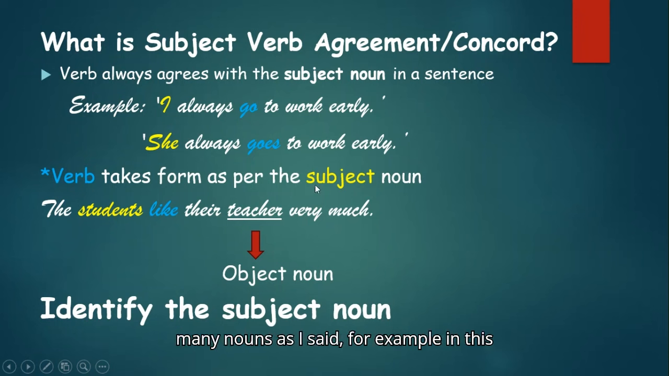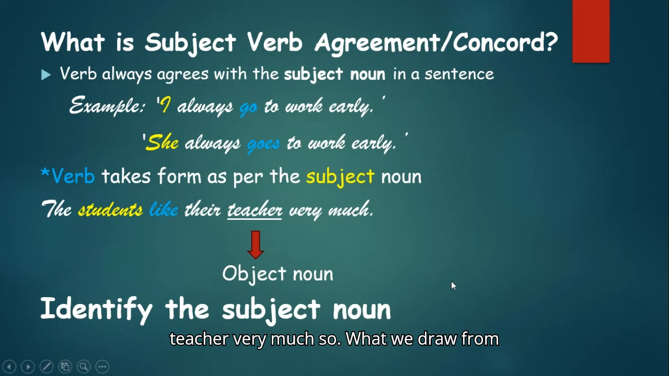Now there may be many nouns, as I said. For example, in this sentence, the students like their teacher very much. Now it is the students that are doing the job of liking. Hence, students are the subject nouns. So the students like, since students are plural, the verb takes the root form. Students like their teacher very much. Now teacher is also a noun here, but it is the object upon which the action is being done. So the students like their teacher very much.